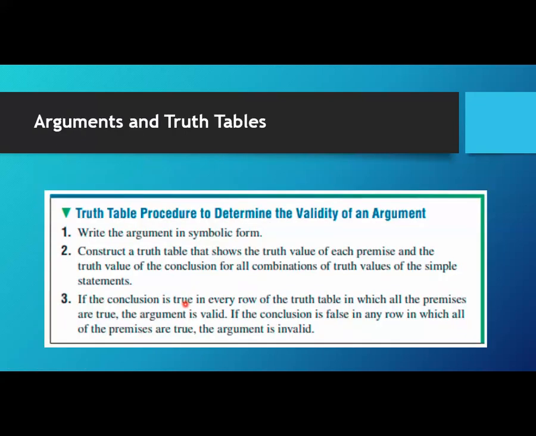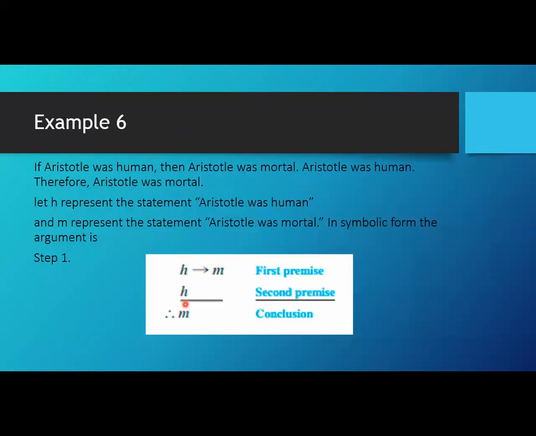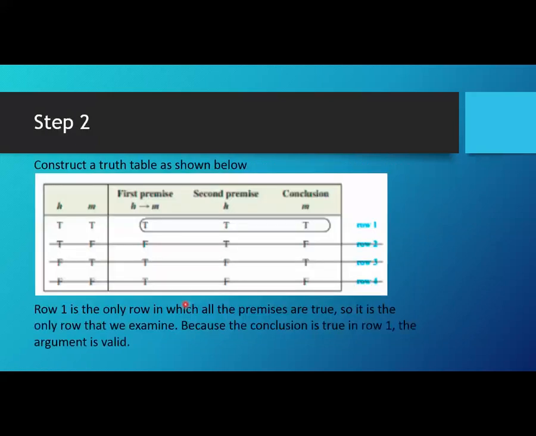Okay, so for us to know that a certain argument is valid or invalid, ato siyang buhatan og truth table. So here are the steps kung unsaon nimo siya pagbuhat o unsaon nimo pag-identify that a certain argument is valid or invalid. Okay, so example, katong first example kaganina, Aristotle was human, Aristotle was mortal. Ato ning i-determine if that argument is valid or invalid. So, first, you need to make a symbolic form of the given argument, no? That's a symbolic form. Next is, you need to construct a truth table.